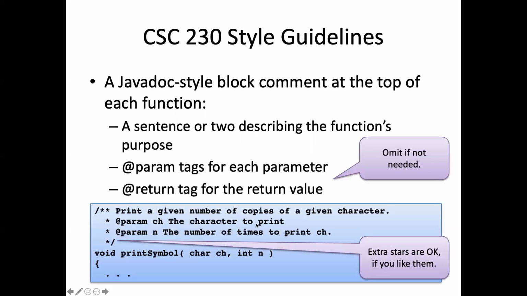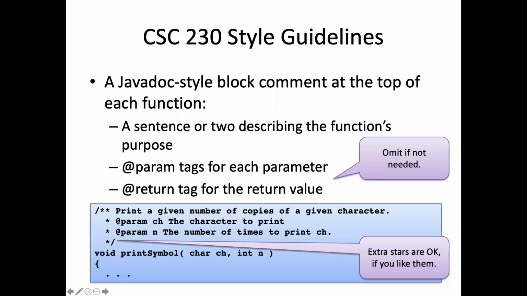In front of every function that you write, you'll have a Javadoc comment that summarizes what the function does, along with its parameters and its return value. If it's a void function, you don't have to have a return tag. So if it doesn't return anything, that's fine. If it doesn't take any parameters, you don't have to have any param tags. But if it does take parameters, we're expecting a short description for each of them.